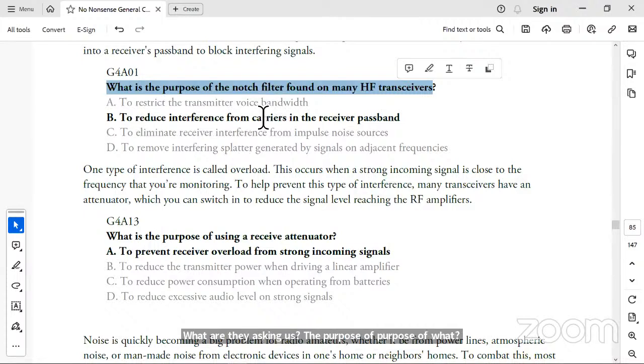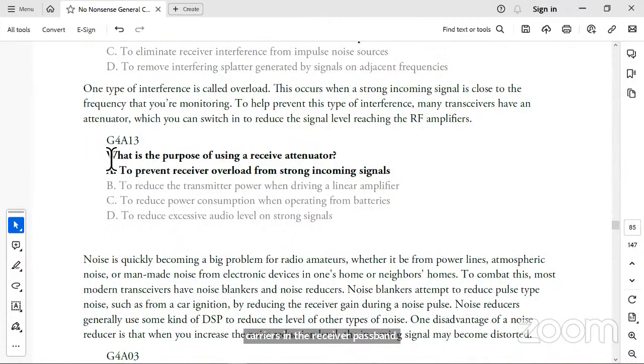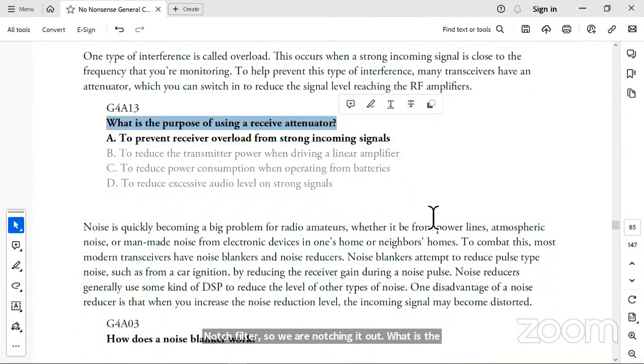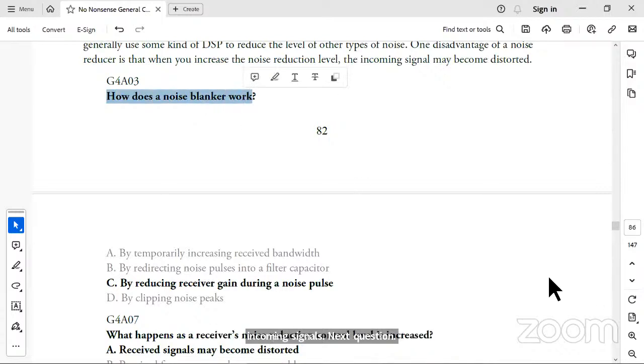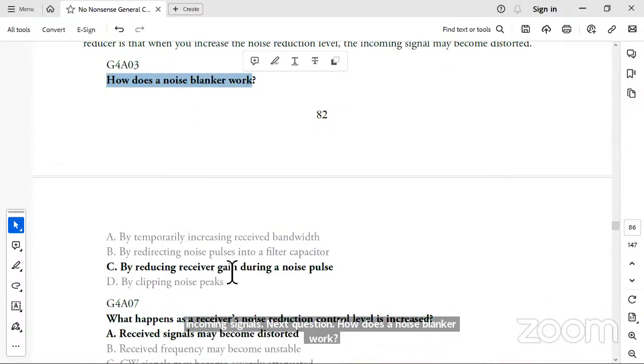It is to reduce interference from carriers in the receiver passband. Notch filter, so we are notching it out. What is the purpose of using a receive attenuator? Well, we use it to prevent receiver overload from strong incoming signals. Next question. How does a noise blanker work? It works by reducing receiver gain during a noise pulse.